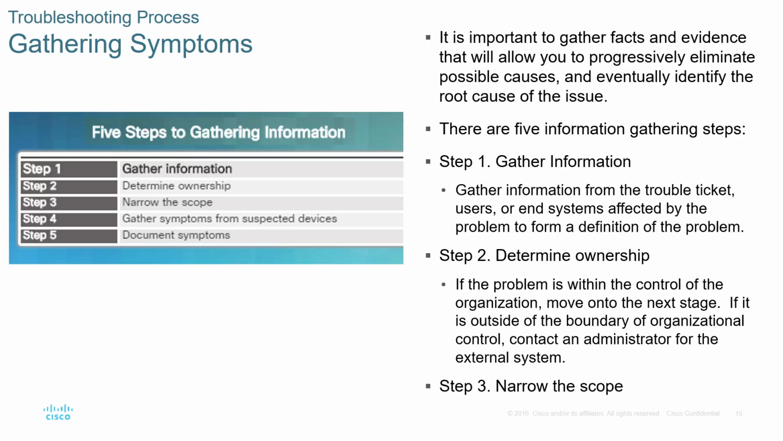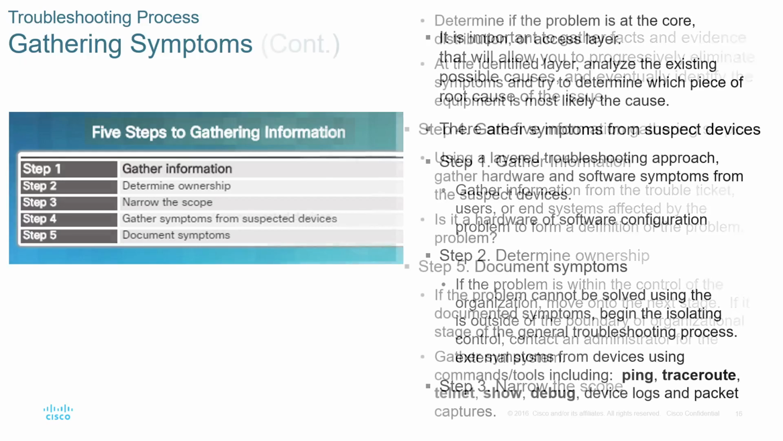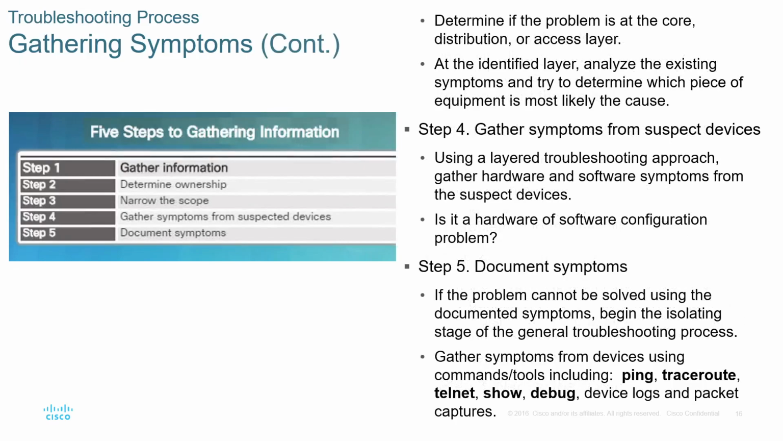After that, we can narrow the scope. After you determine the ownership, we can then proceed to narrow the scope, which is basically determining if the problem is at the core, distribution, or access layer. Now, please remember that most of the networks we have follow the hierarchical structure. In other words, we have the access layer with all the access switches. We have the distribution layer with all the layer 3 switches connecting all the access layer switches. And we also have the core layer.